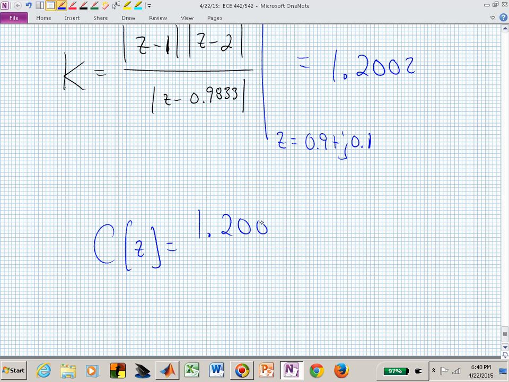Now we have our controller. We now have our PI controller. And what's that going to give for us? Apparently, it's giving us the transient behavior that we want. We said we wanted 0.9 plus and minus j0.1, and what do we know about the steady state accuracy? It's good, isn't it? Because we have that pole at z equal 1. We have this pure integrator in our controlled system.